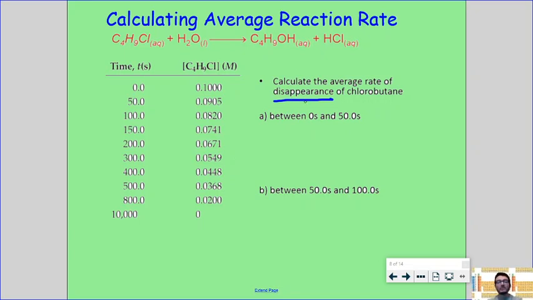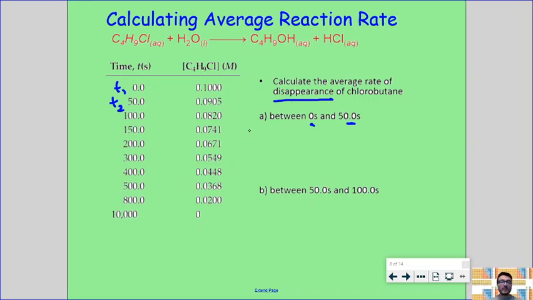Okay, so between 0 seconds and 50 seconds. So our time 2 is 50 seconds, and time 1, our initial time, is 0. It is measured here, and we're going to calculate the difference between these two times and calculate the rate of change of chlorobutane. So let's put that together.